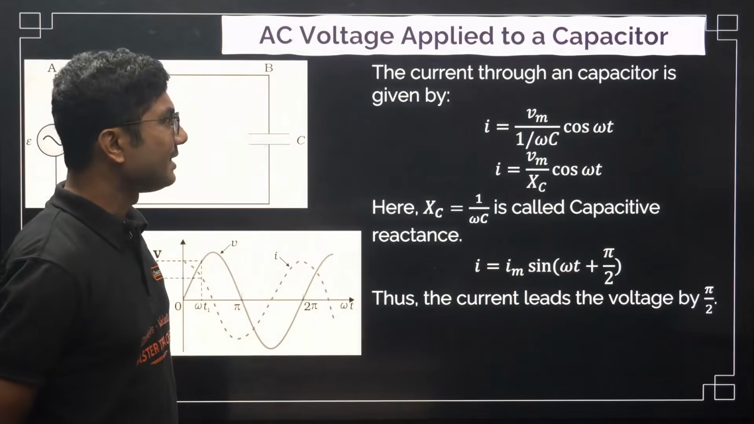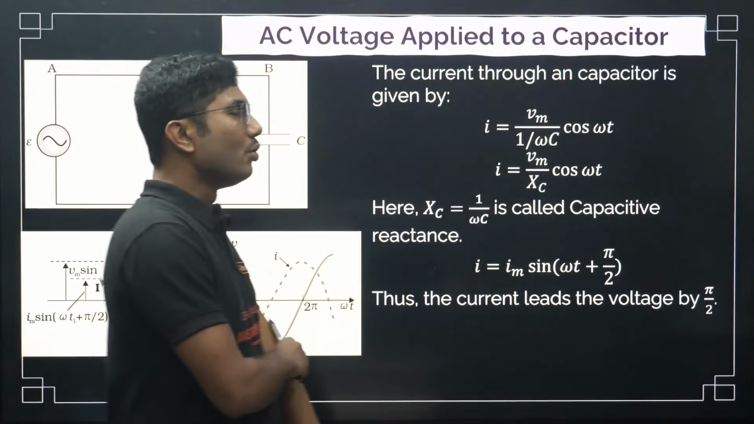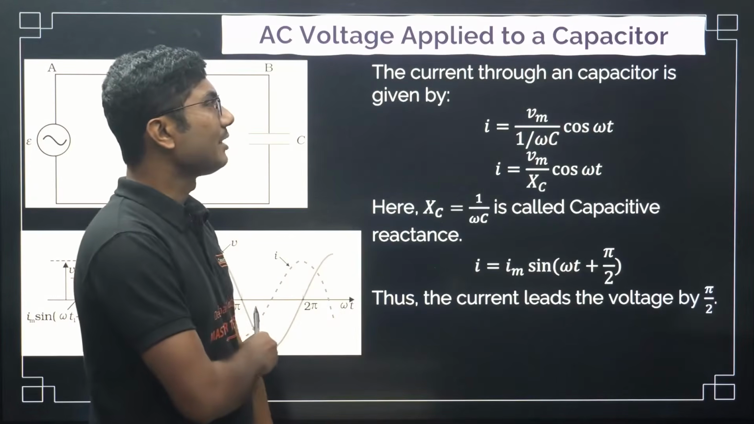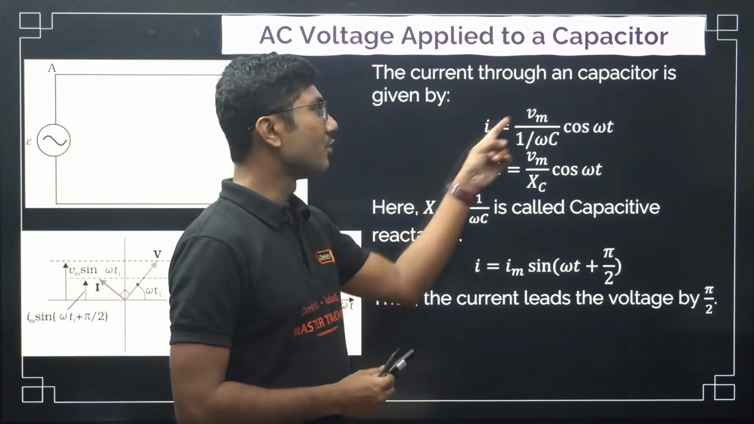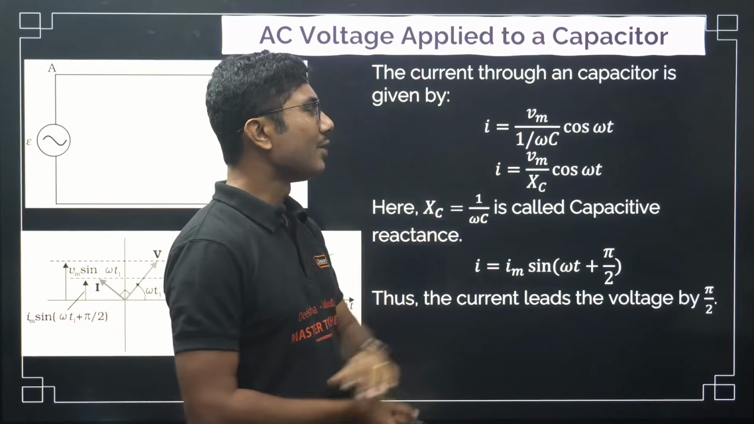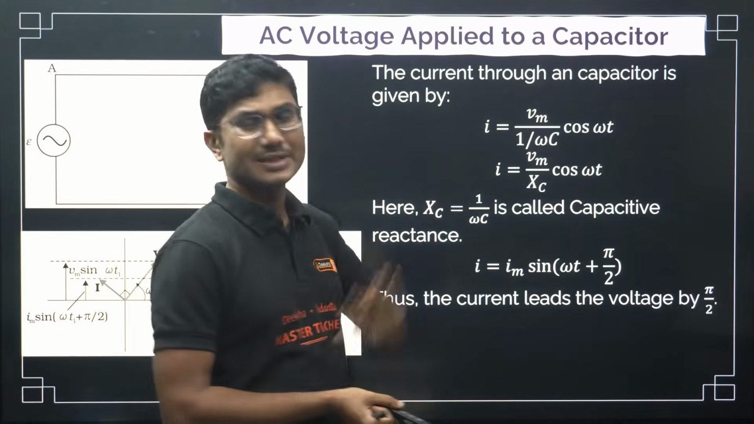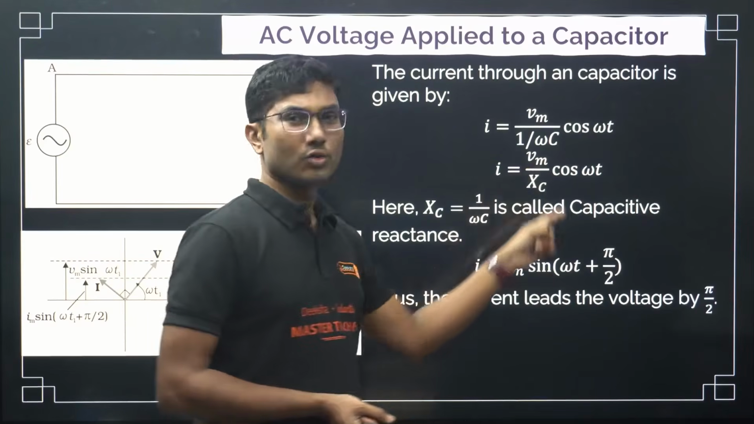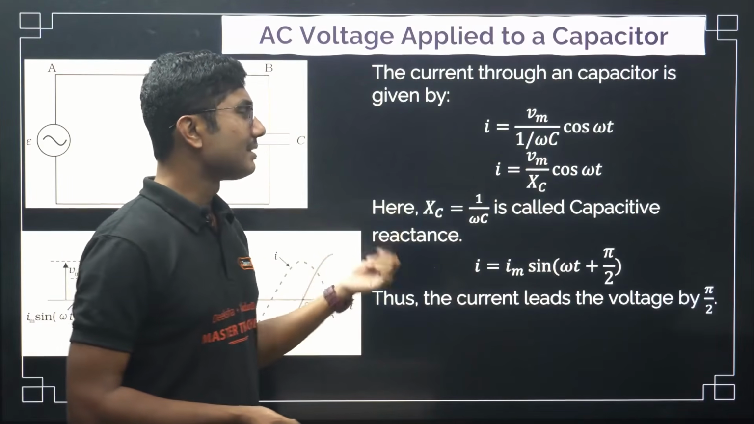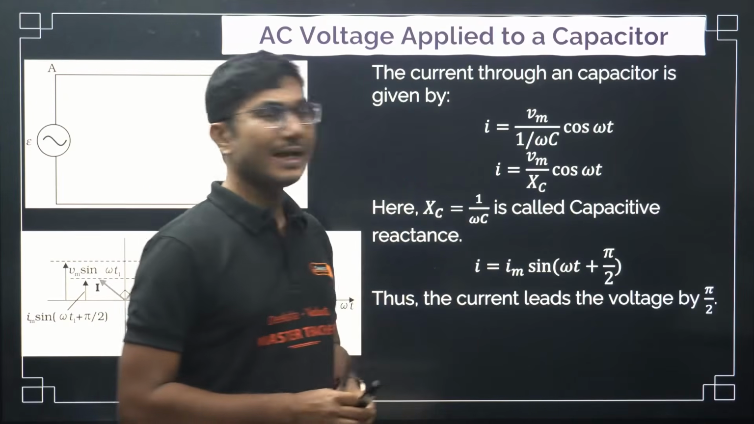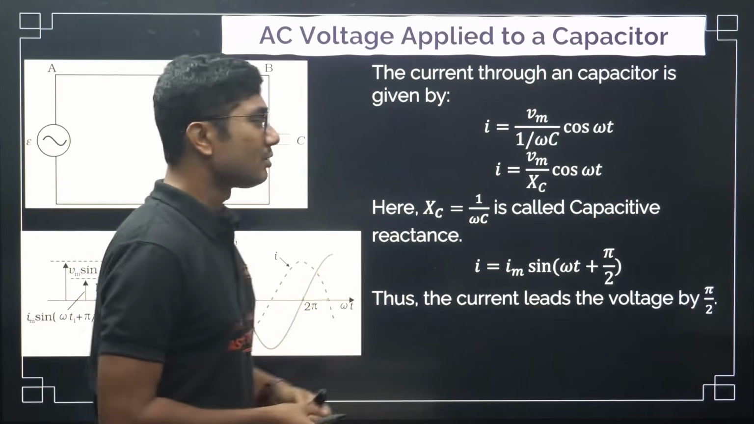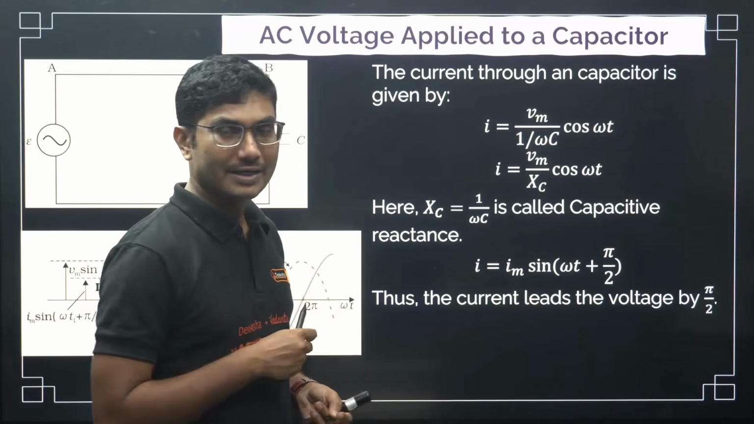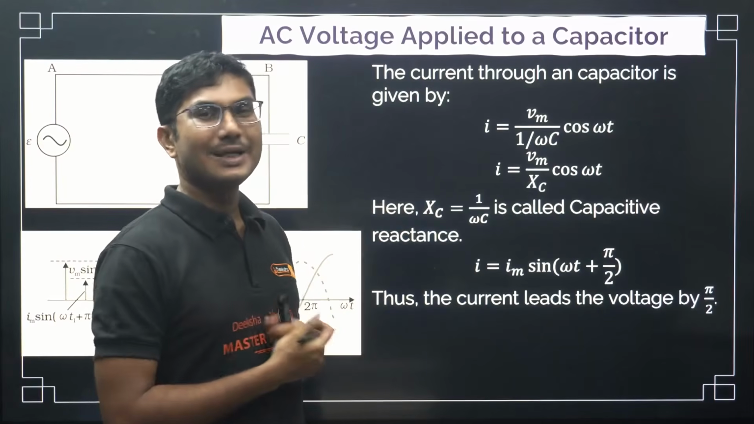Now in case of a capacitor, similarly we can do the mathematics for a capacitive circuit in an AC circuit. The current through a capacitor is given by I is equal to Vm divided by 1 by omega C, times cos omega t. This derivation is not part of your syllabus anyway. So I is equal to Vm by XC cos omega t. XC is equal to 1 by omega C, called capacitive reactance, similar to inductive reactance. This is only applicable in an AC circuit.